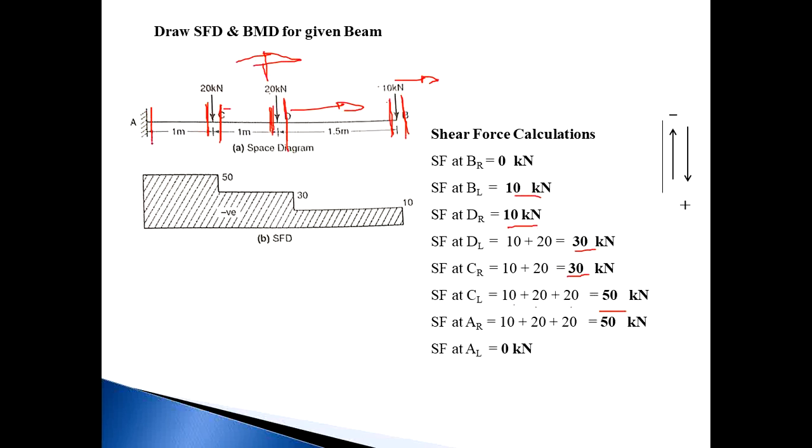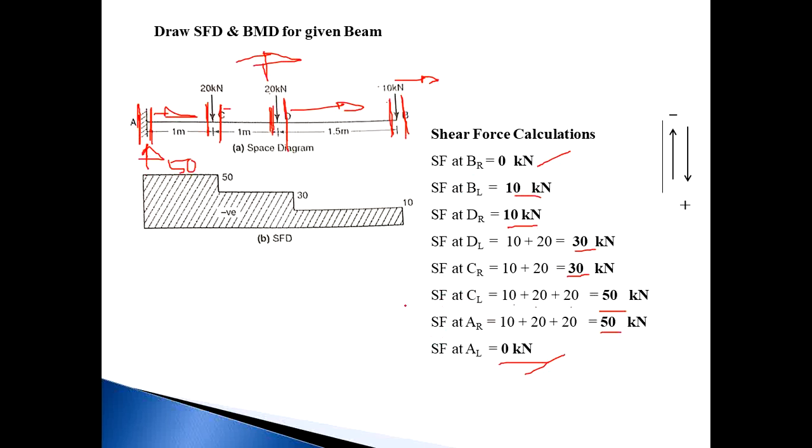Then move towards point A. Mark a section just right of A and consider the right side of the section. The total number of forces is 3, that is 10, 20, 20. All 3 forces are going in a downward direction, so all forces are considered positive. So the answer will be 50. Now consider the left side of A. The total number of forces now is 4, including RA, and the RA value is 50 going in the upward direction. Out of these 4 forces, 3 are going downward and 1 is going upward. The downward forces 20, 20, 10 total 50 kilonewton, and the upward force is 50 kilonewton. So plus 50 minus 50 becomes 0. So we start with 0 and end with 0.